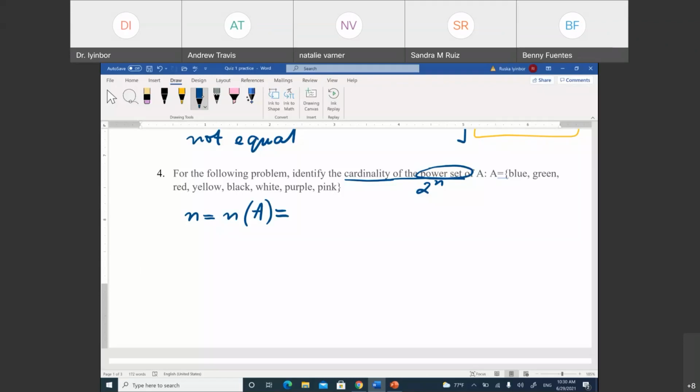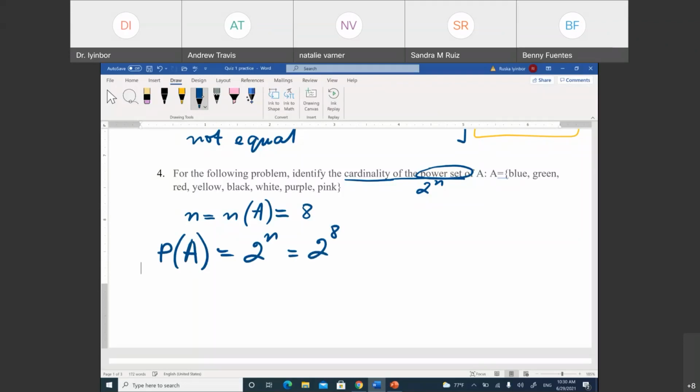8, right? There are 8 different colors. So the cardinality of the set A is 8. Now, what is the cardinality of the power set? We're going to write P of A, that's the notation. It's going to be 2 to the n, so 2 to the power 8.